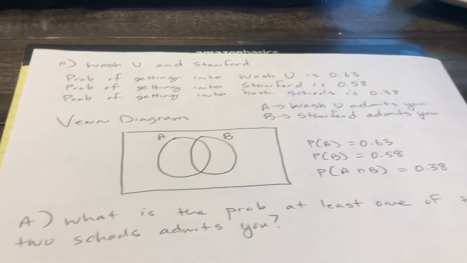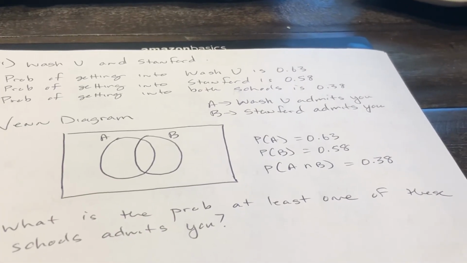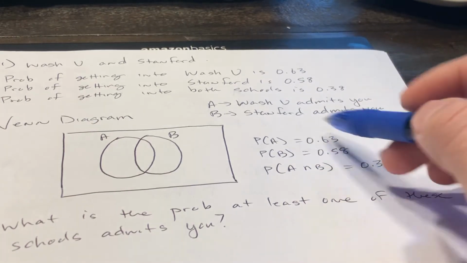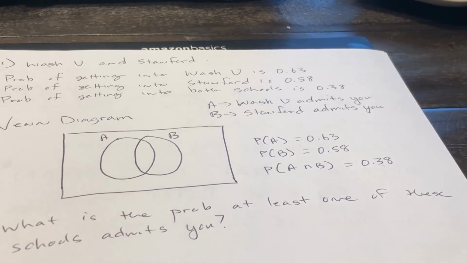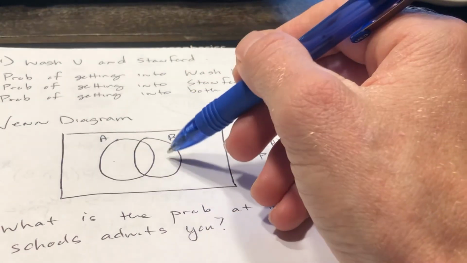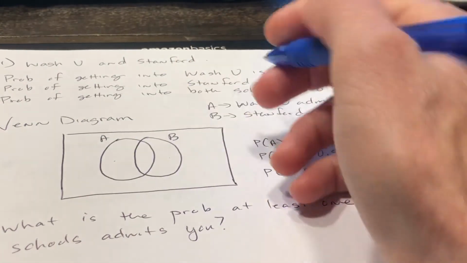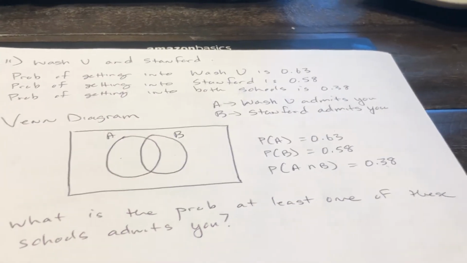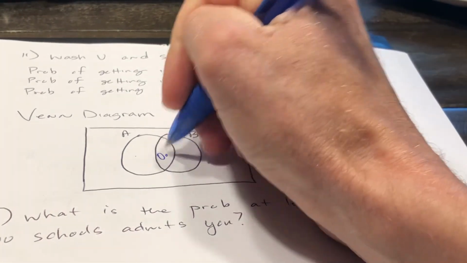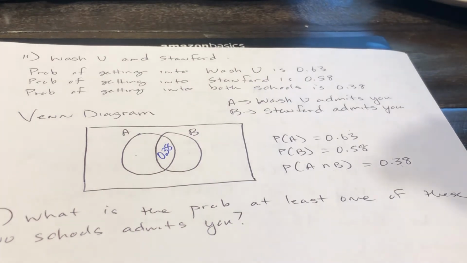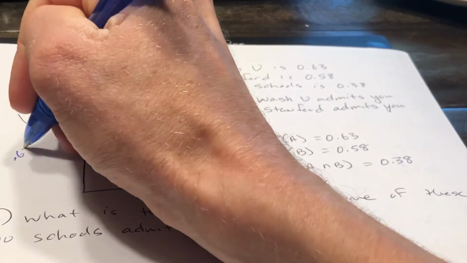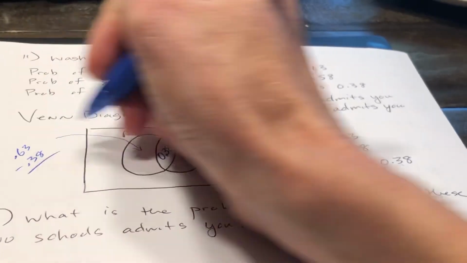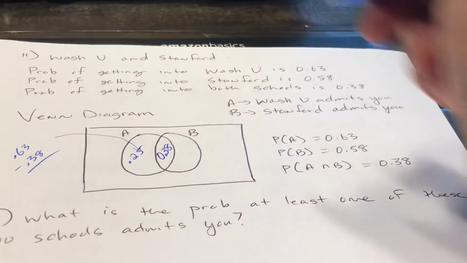All right, so A is the event that WashU admits you. B is the event that Stanford admits you. So the probability of A is 0.63, the probability of B is 0.58, and the probability of their intersection, both happen, is 0.38. So if I'm making a Venn diagram, I don't put 0.63, 0.58, 0.38, because the probability of the whole sample space is bigger than 1. Instead, I start in the middle, and that's a 0.38. The probability of the intersection is 0.38. Then what actually goes in this only A part is not 0.63, but 0.63 minus 0.38. So you have a quarter chance that it's only WashU that admits you.